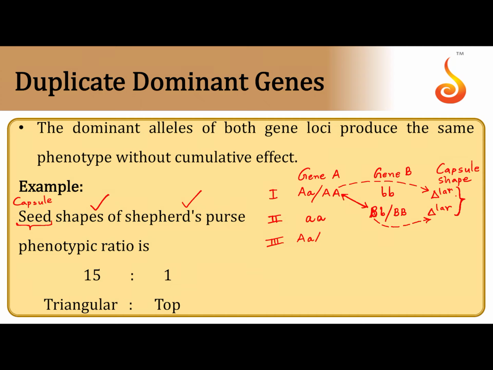The third case is pretty surprising. You have at least one copy of dominant A in gene A, and at least one copy of dominant B. Notice that the dominants have come together. Both the dominants are together in this case. Now you might think that when dominants come together, there will probably be an additive effect, but surprisingly, the capsule shape will still be triangular. So we have to say here it is without any additive or cumulative effect. There is absolutely no additive or cumulative effect in this particular case.